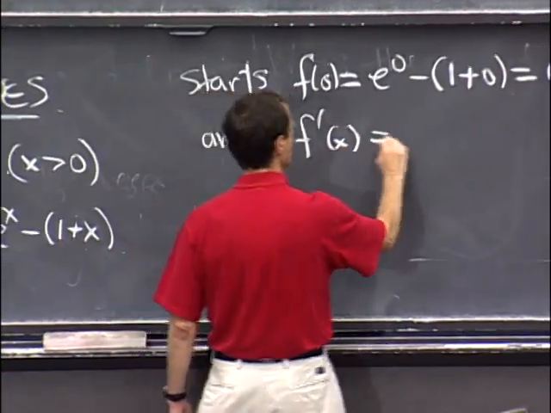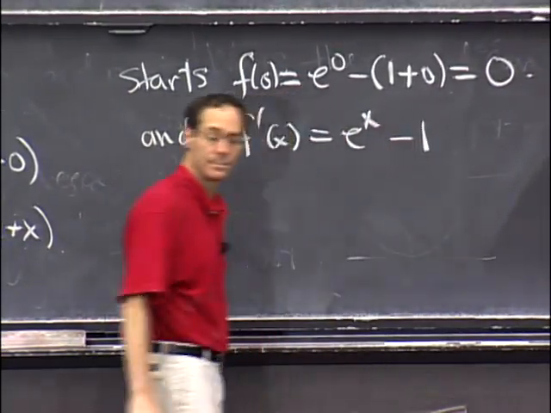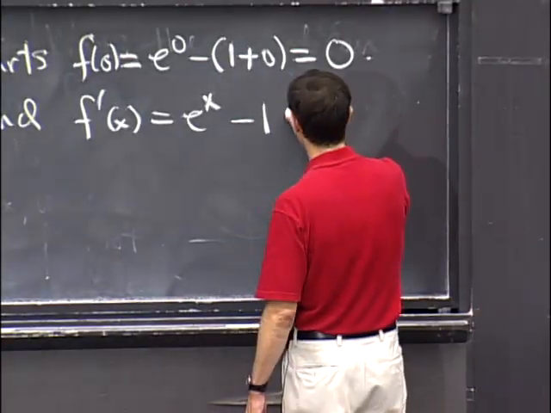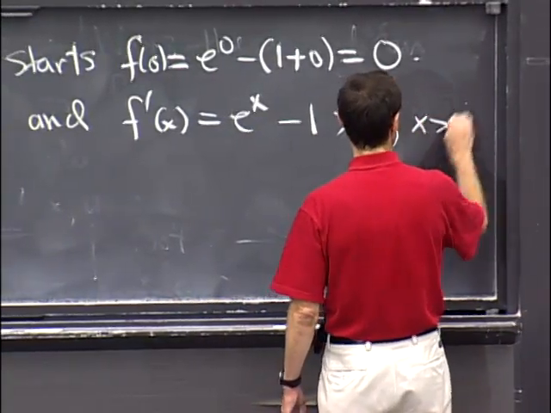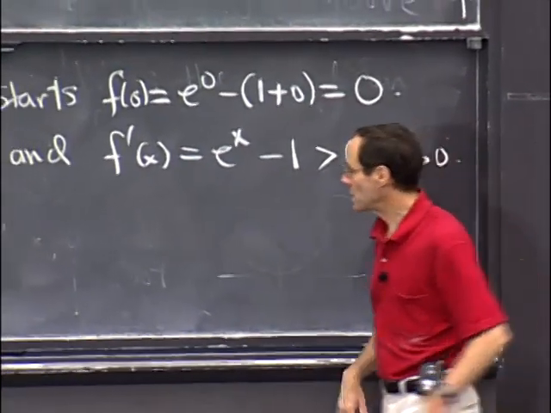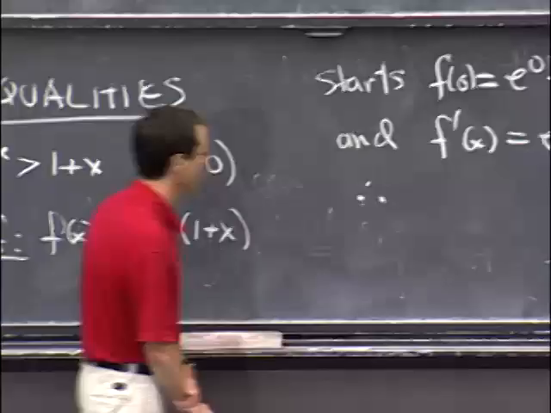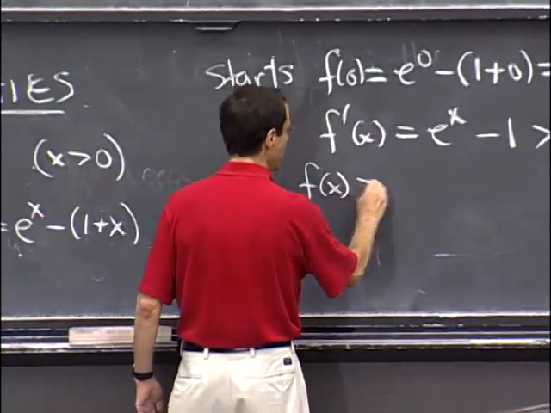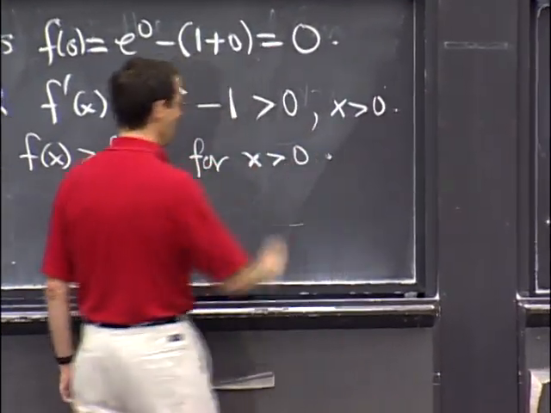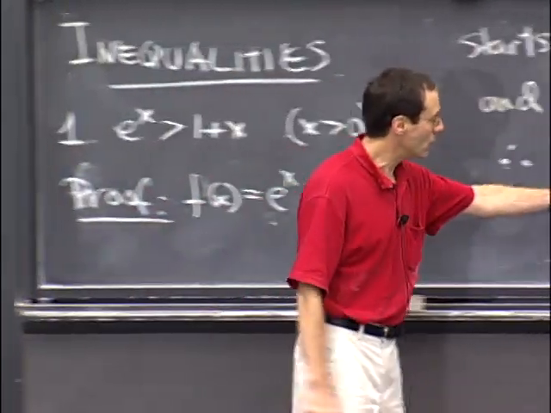f prime of x is e to the x. If I differentiate here, the 1 goes away, I get minus 1. That's the derivative of the function. And this function, because e to the x is bigger than 1 for x positive, is positive for x positive. As x gets bigger and bigger, this rate of increase is positive. And therefore, f of x is bigger than its starting place for x bigger than 0. If it's increasing, then in particular, it's increasing starting from 0.